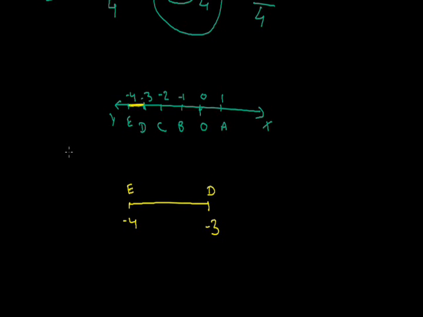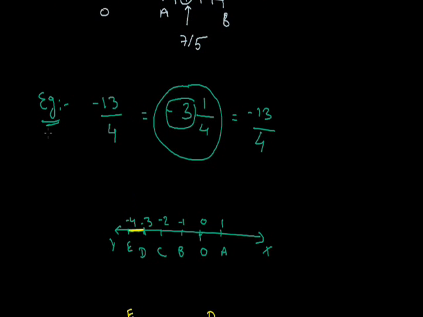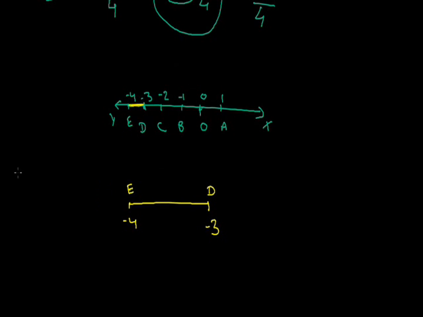Okay. So our number we can represent in the form of mixed fraction minus 3, 1 by 4. We complete minus 3 here, and after that 1 by 4, that means we divide the ED line into 4 equal parts. So here we divide 1, 2 and 3. This is the first, second, third part, this is the fourth part.